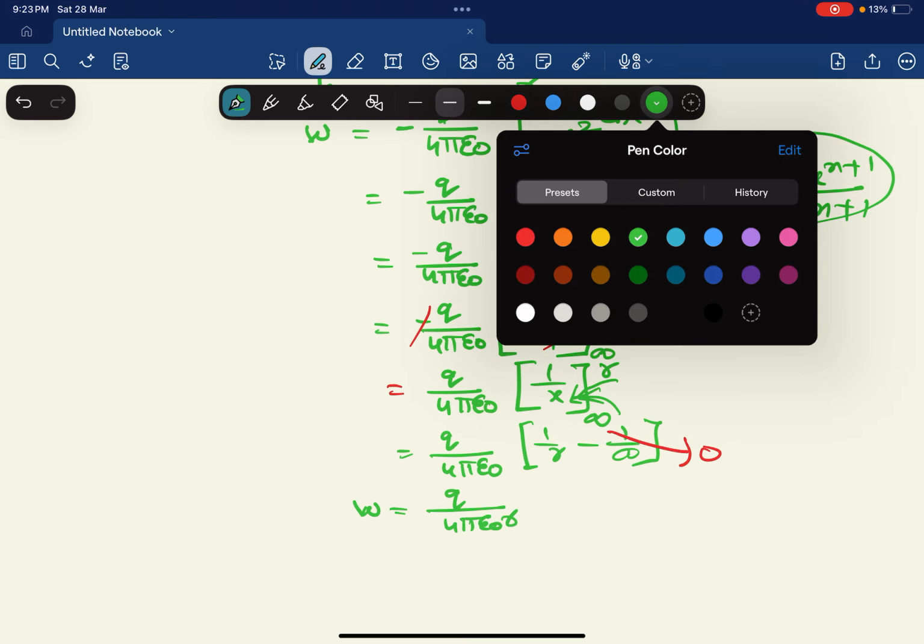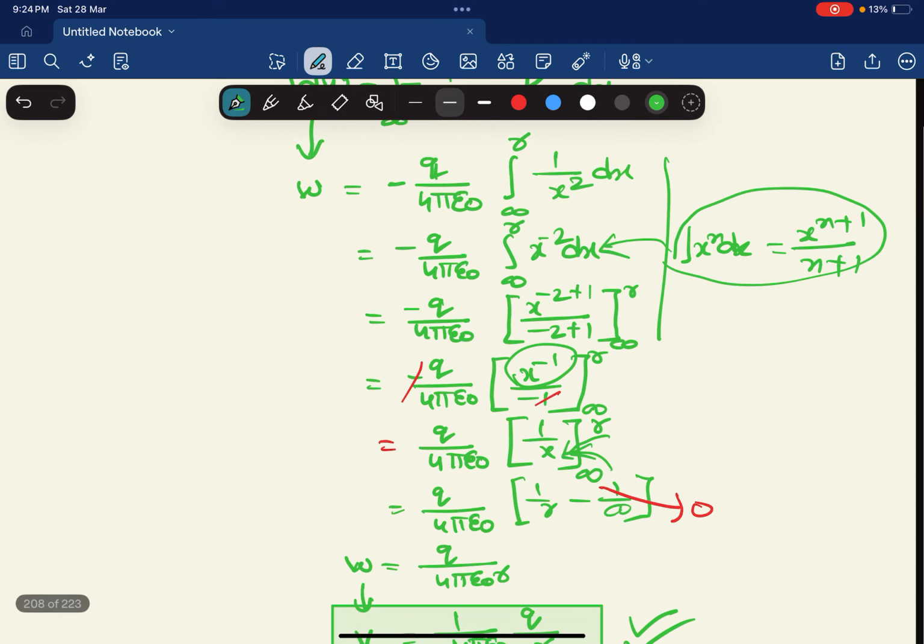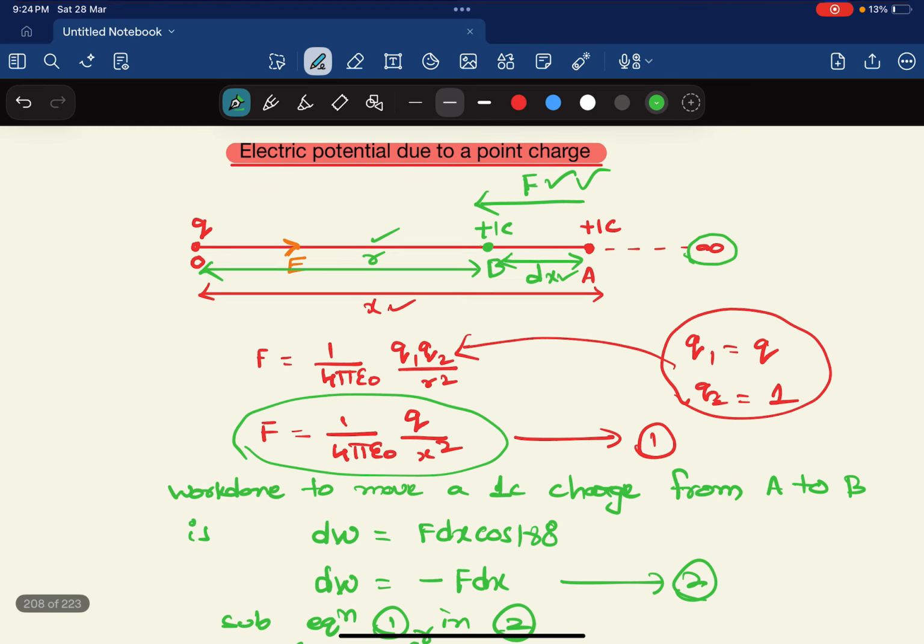Basically this work done is nothing but the electric potential. So V is equal to 1 by 4 pi epsilon naught into Q by R. This is the final expression for electric potential due to a point charge. Basically this derivation is important for 5 marks, especially for the PU board.